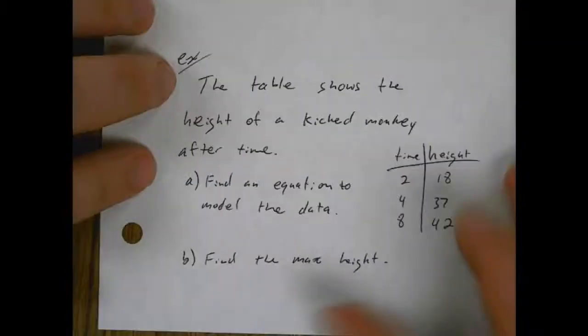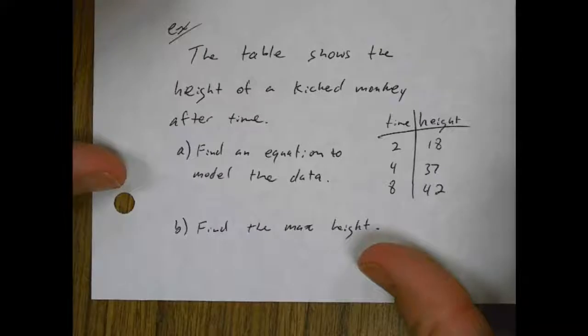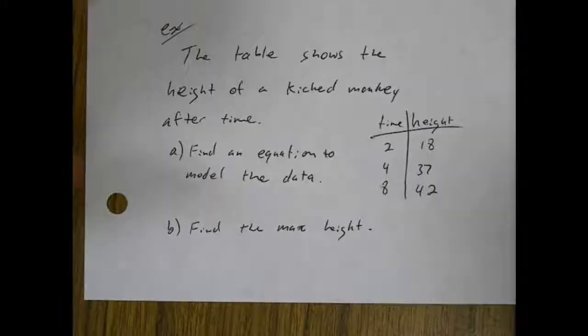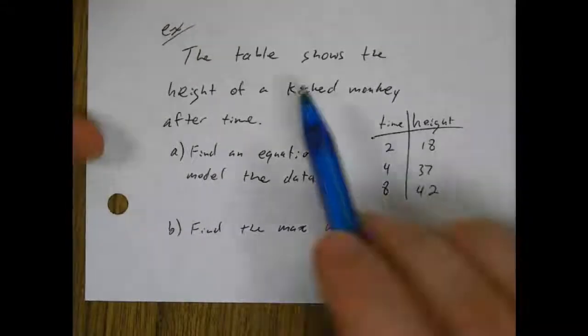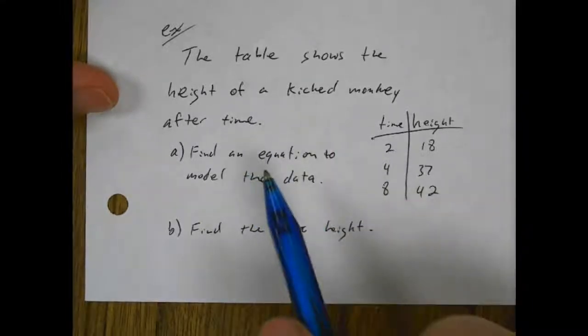All right, the other way that we can do these problems, especially if we have data and we know it's going to model a quadratic function. It says the table shows the height of a kicked monkey. Pow!